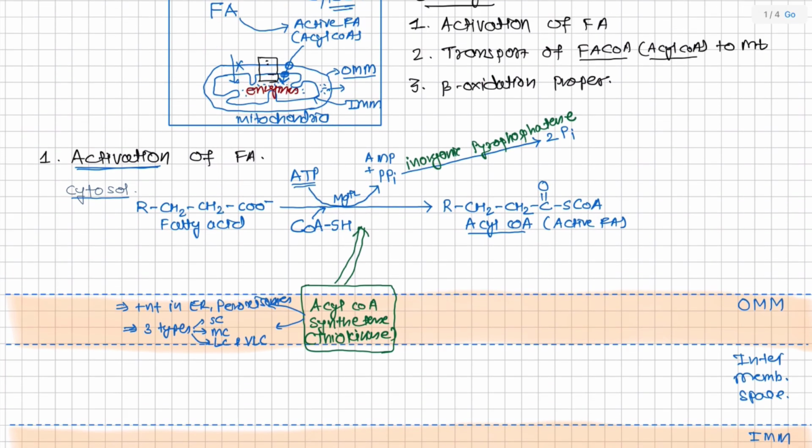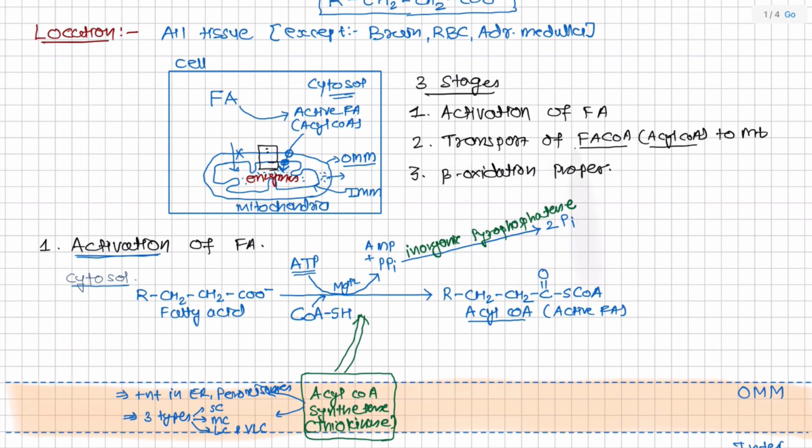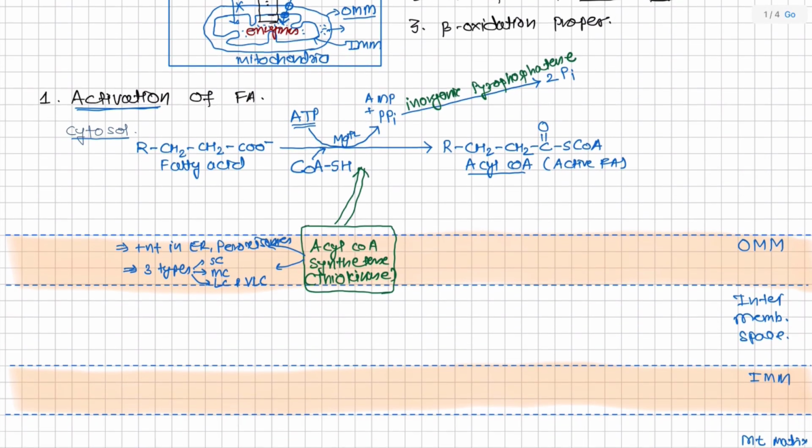Now let's look at stage 2. What is stage 2? That is the transport of fatty acyl coenzyme A, or acyl coenzyme A, to the mitochondria. Now here what happens? This acyl coenzyme A is freely permeable across the outer mitochondrial membrane. So acyl coenzyme A comes inside this intermembrane space.